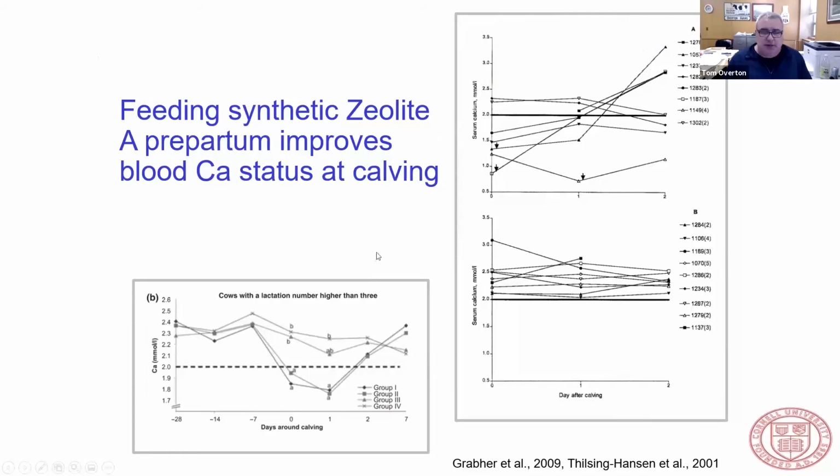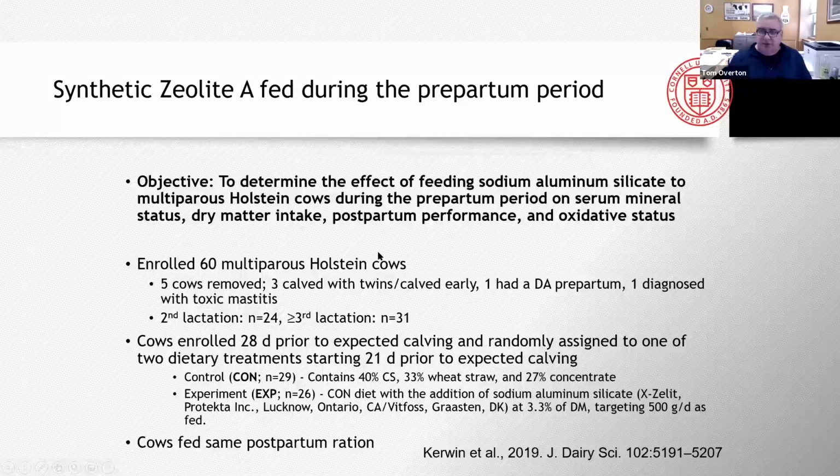So a few years ago, they came into Canada and they were interested in coming into the US. And so they actually did a study with us at Cornell, where we wanted to look at the synthetic zeolite A fed to cows entering second and greater lactation. So we had about 30 cows per treatment. We fed them the dietary treatment starting 21 days before expected calving. Our control was just a low potassium diet, no added anions. And then the experimental diet had the commercial form of the synthetic zeolite A, marketed by a company out of Canada, targeting 500 grams per day.